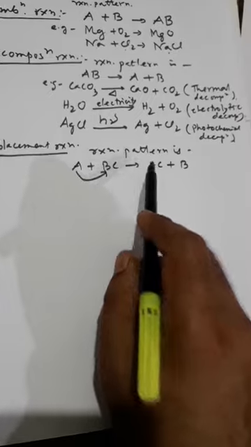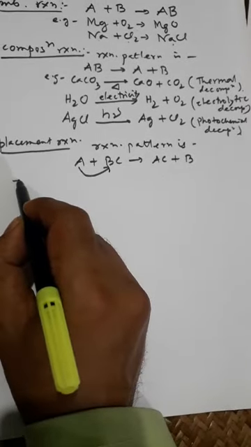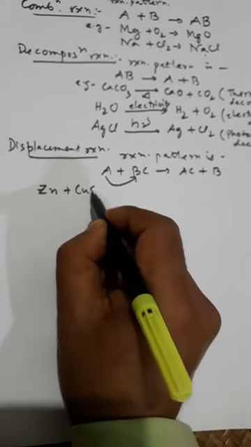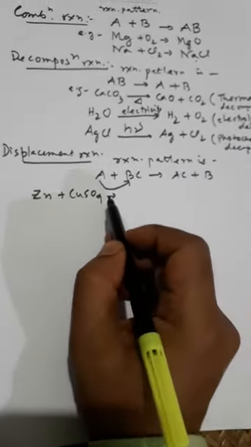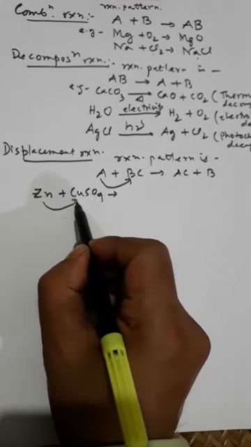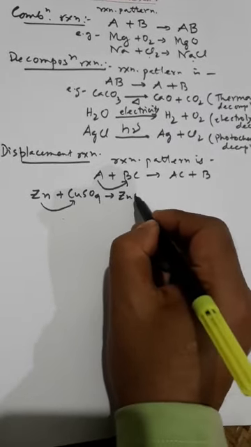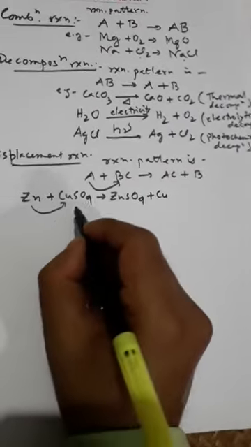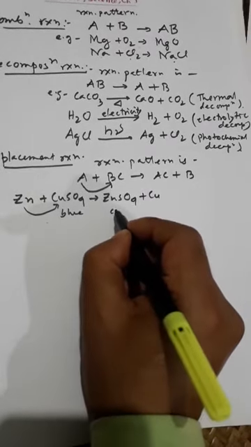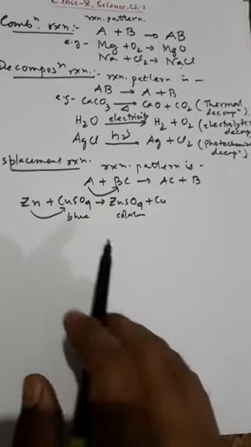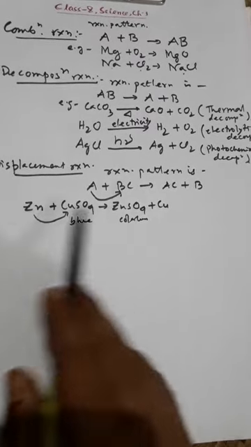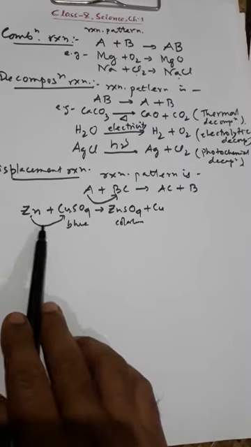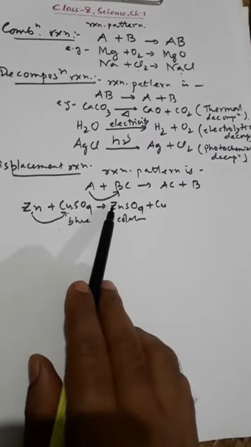This is a displacement reaction. For example, Zn plus CuSO4. Here zinc will displace copper, so it will be ZnSO4 plus Cu. The copper sulfate color is blue and the zinc sulfate is colorless. So this is nothing but a displacement reaction because zinc is more reactive than copper. So zinc displaces copper.